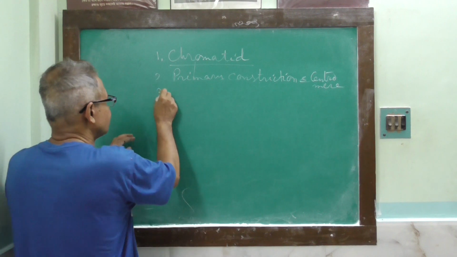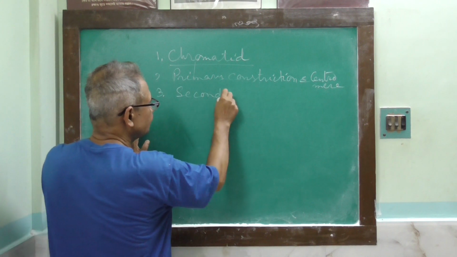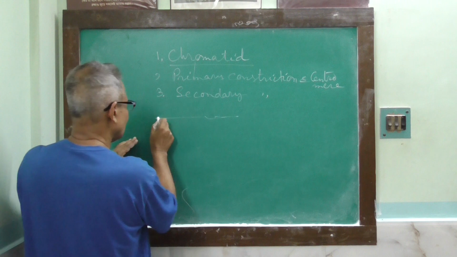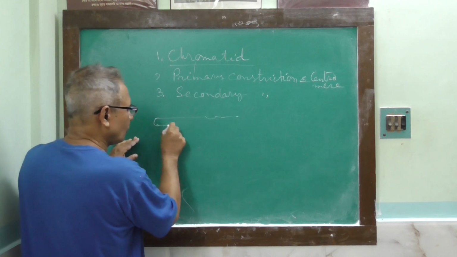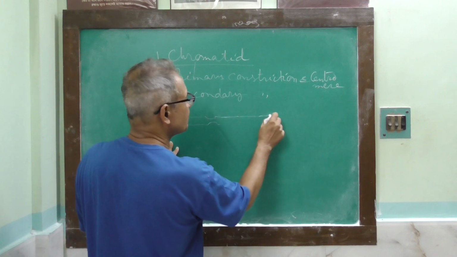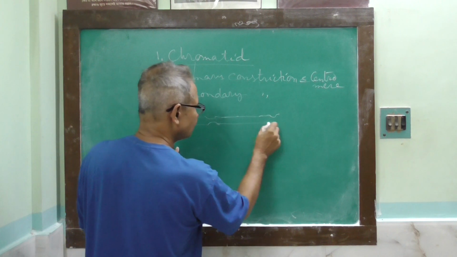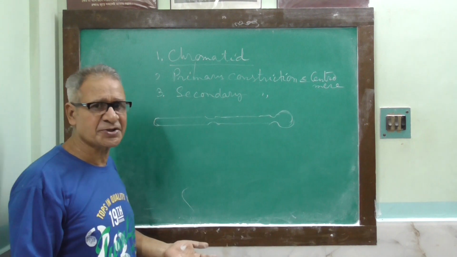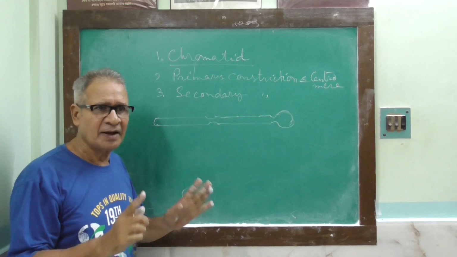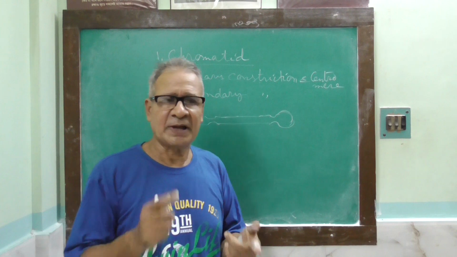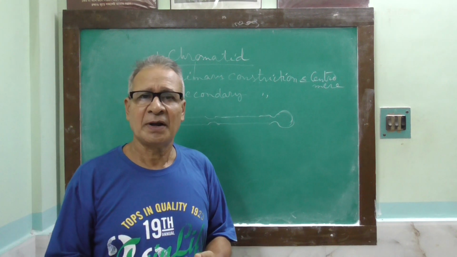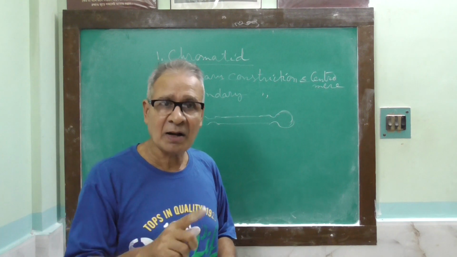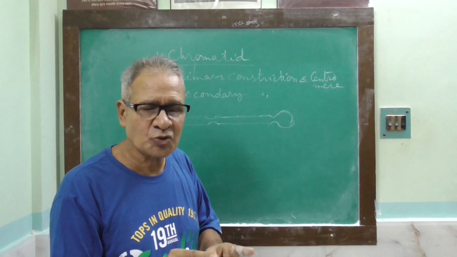Now, secondary constriction. Along the length of the chromosome, any constriction other than the primary constriction is known as a secondary constriction. The number of secondary constrictions may be none, one or more, but if present, their number and position for a particular chromosome are always fixed.